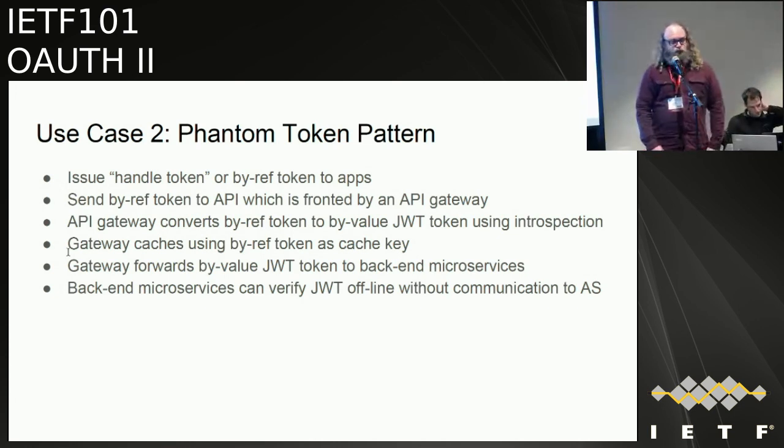So we gave it a name, a phantom token, and the phantom token is actually making a statement saying that we have a by-ref token, which is just the opaque access token that gets issued by the authorization server. And there is another representation of that token, which is in the form of a structured token, the JWT. And we want to be able to use the same grant, or just the same authorization data, in different circumstances.